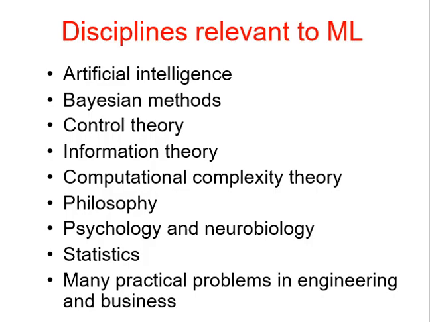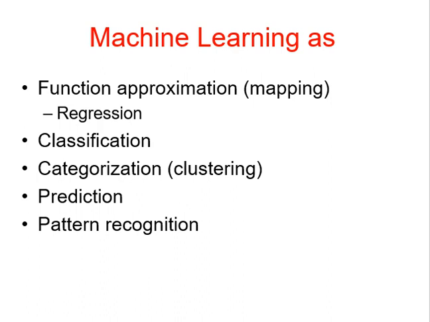Let us see the disciplines related to machine learning. There are various disciplines related to machine learning. Some of them are artificial intelligence, Bayesian methods, control theory, information theory, computational complexity theory, philosophy, psychology, neurobiology, statistics, and many practical problems in engineering and businesses. So these are the disciplines relevant to machine learning. Now let's move on to the next slide, where machine learning can be used for function approximation, classification, categorization, prediction, and pattern recognition.